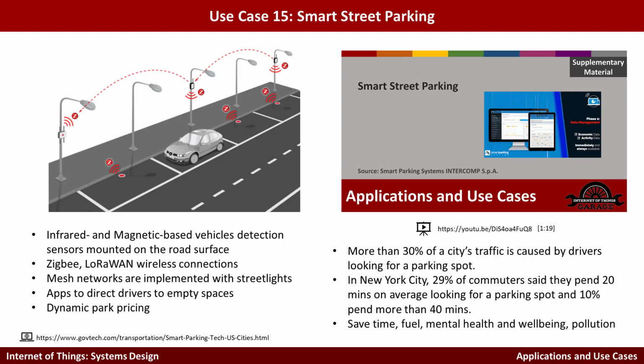The next use case is on smart street parking. As you can see in the image, they have used infrared and magnetic-based vehicle detection sensors mounted on the road surface to detect whether someone has parked or not. Then the parking sensor communicates with the nearby communication stations in lights using Zigbee and LoRaWAN technologies. Then, using a mesh network, it passes the messages or data on to the control center.